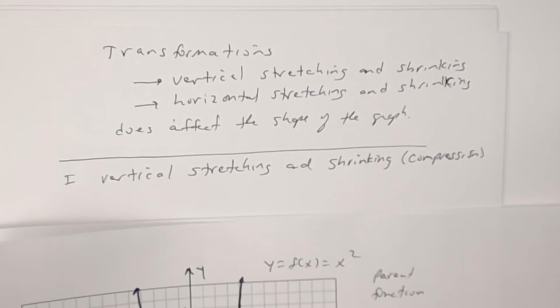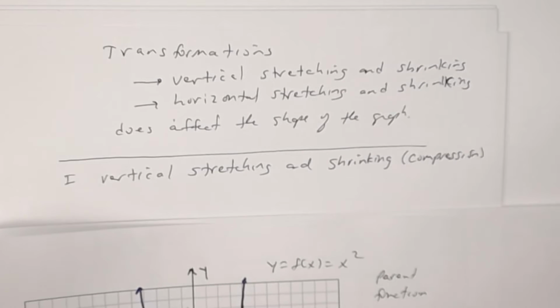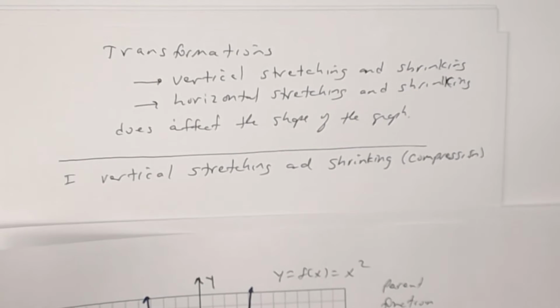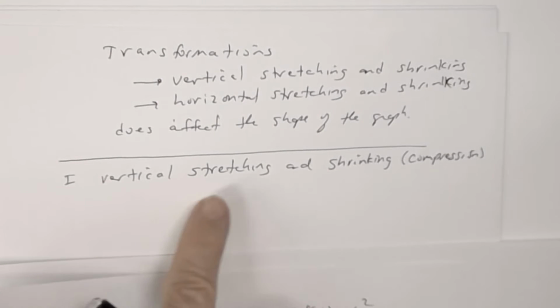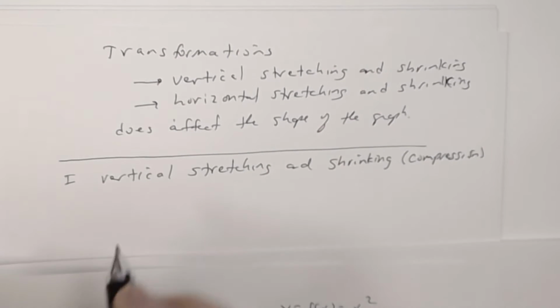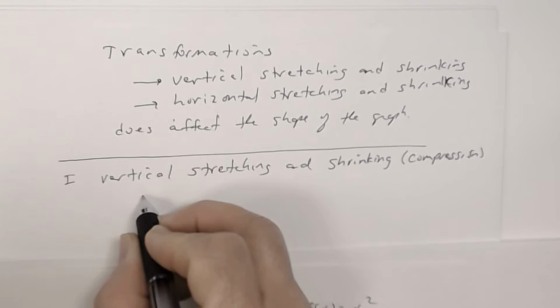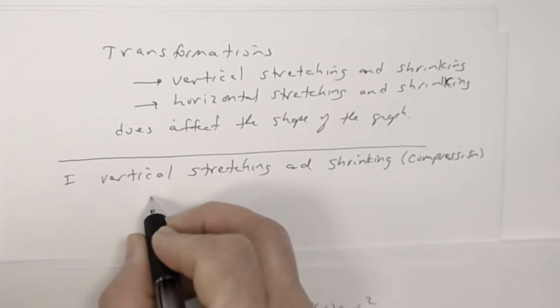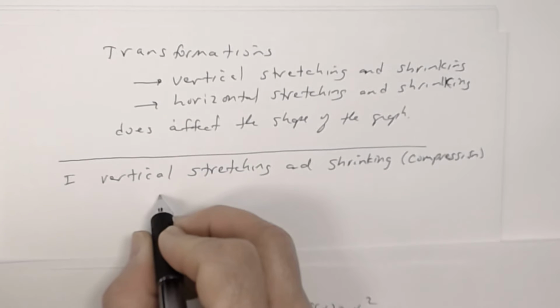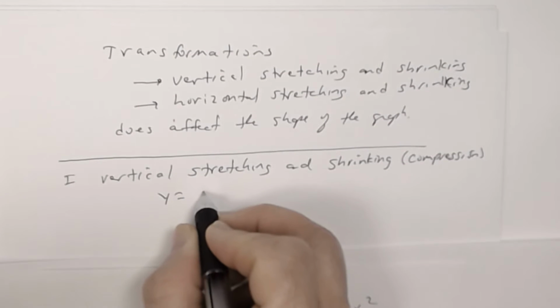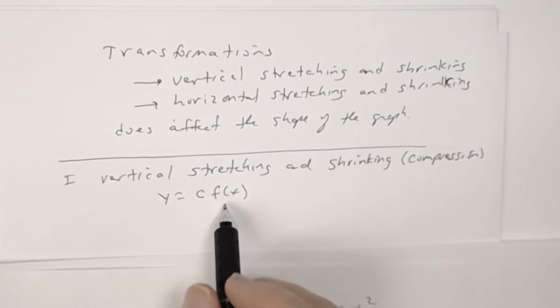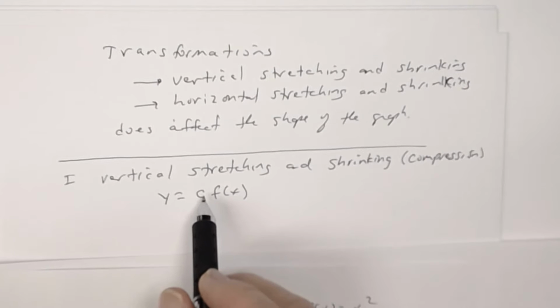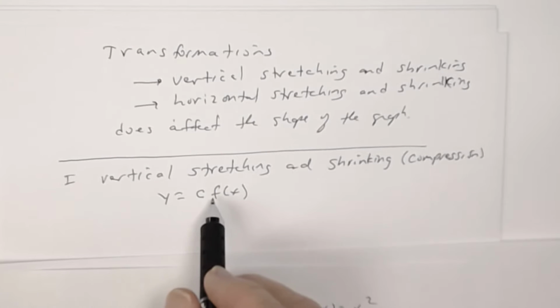The way it's going to look is this. You will have a vertical stretch or vertical shrink if you have y equals some constant times f of x. So whatever your function is, if you have a constant other than 1 here, then you're going to have a vertical stretch or a compression.